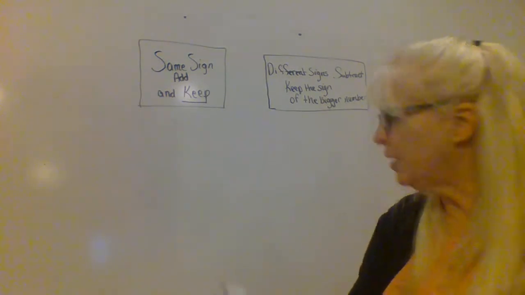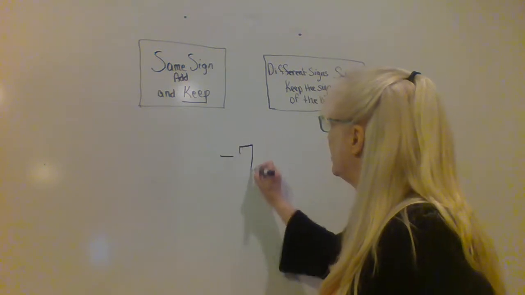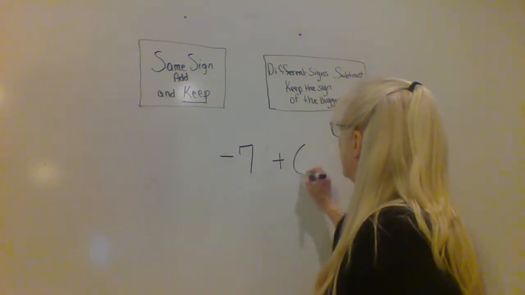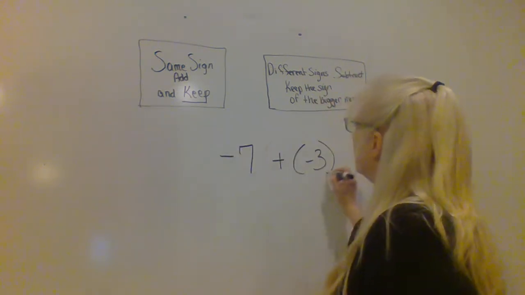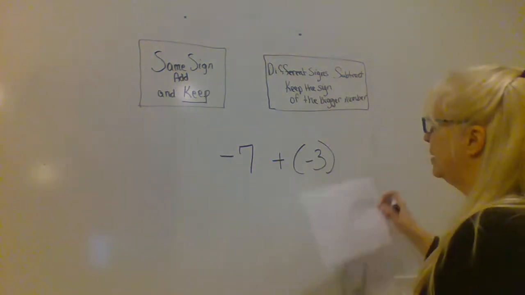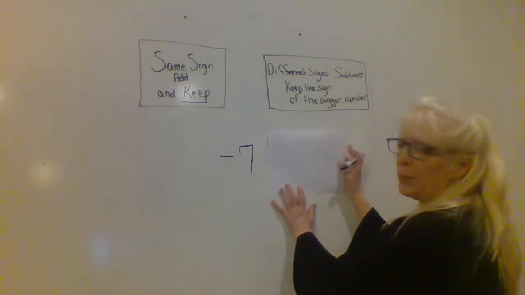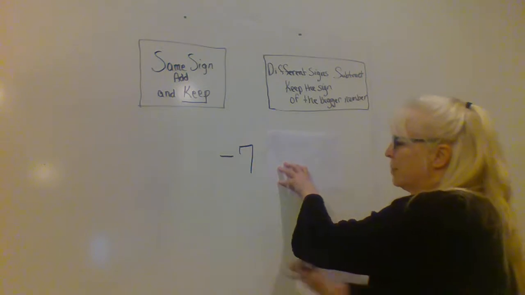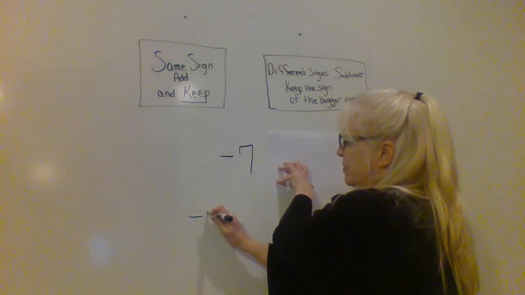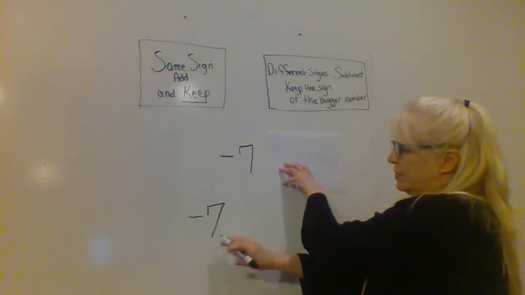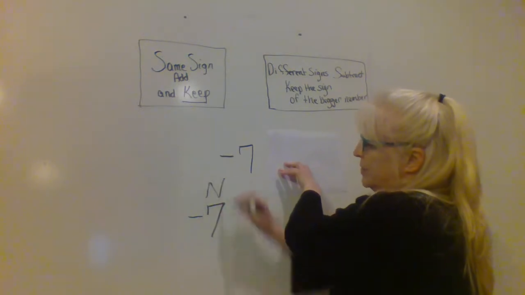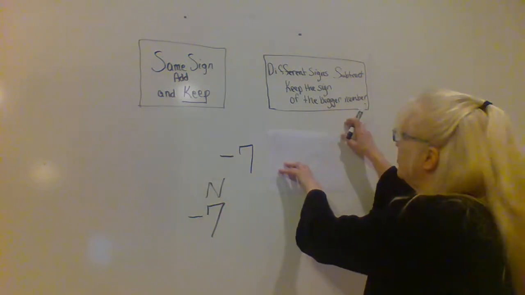Let's take a look at another one. Let's say that you've got -7 plus -3. Okay, let's do the same thing. After the 7, I'm going to cover up everything so I can't see it. So I'm going to move the 7 over here with the negative sign in front of it. Looks just the same. I can see that 7 is negative, so I'm going to write an N above it.